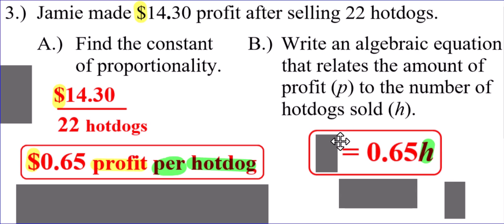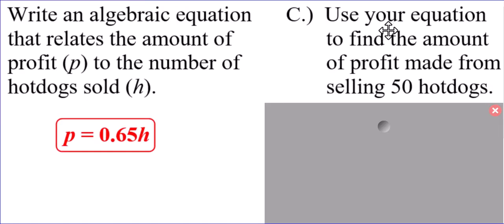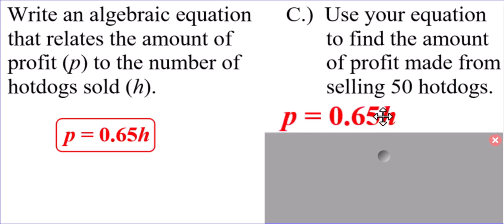Therefore, the P for profit goes on the other side of the equal sign. Always find the word per from your constant of proportionality, so that way you know what variable goes next to the number for your unit rate in part B. All right, part C. Use your equation. Let me stop right there. We must use our equation. So pencils in your hand.